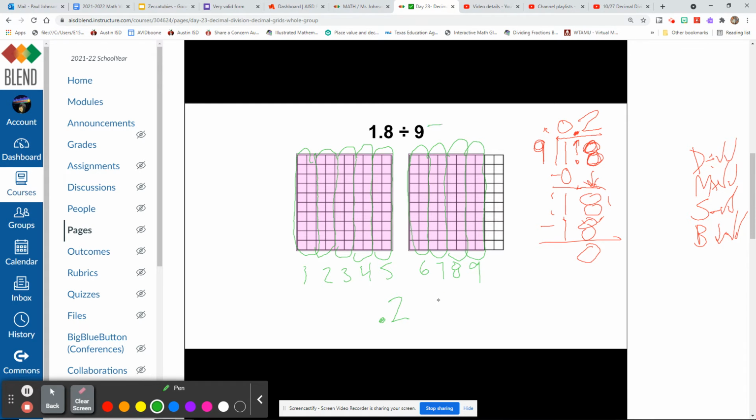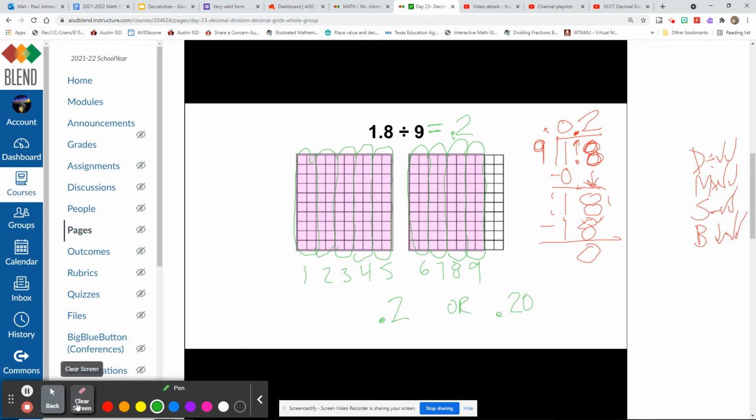So we know that 1 8/10, which is the total amount shaded, 1 whole and 8 more tenths, divided into 9 equal groups gives you 2/10 in each group, or you could say also 20 hundredths. And you would not be wrong, because that's correct as well.